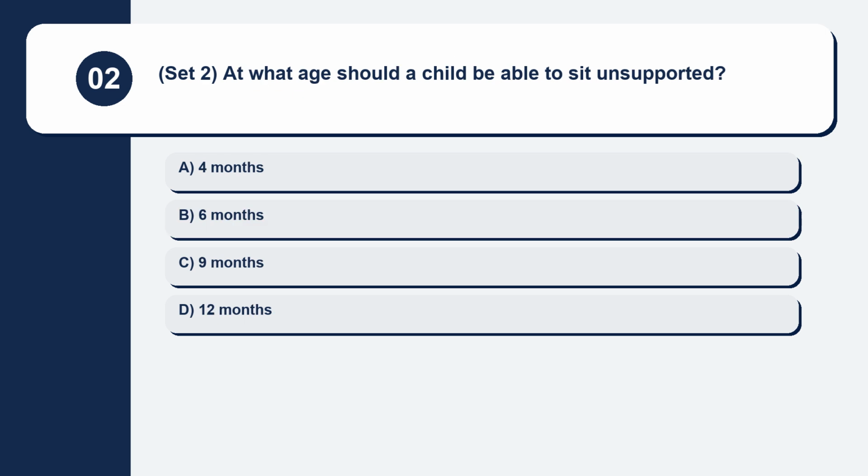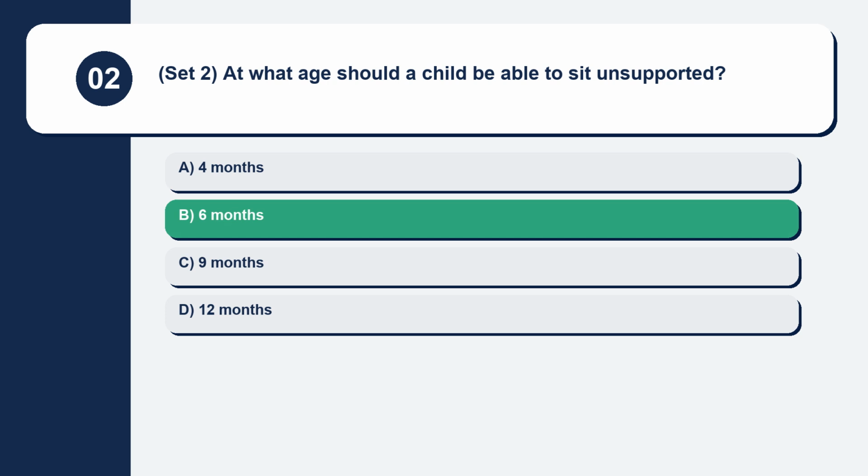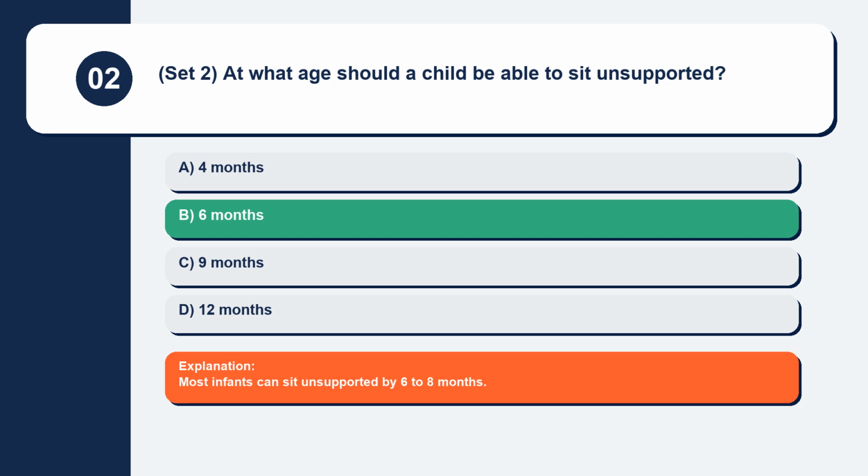Question 2. Set 2. At what age should a child be able to sit unsupported? 4 months, 6 months, 9 months, 12 months. Most infants can sit unsupported by 6 to 8 months.